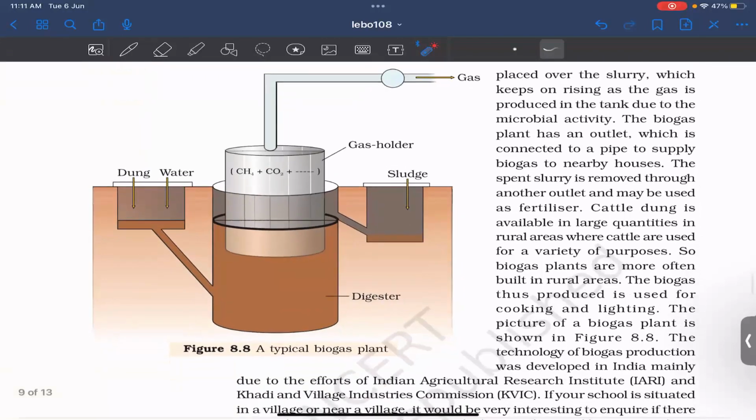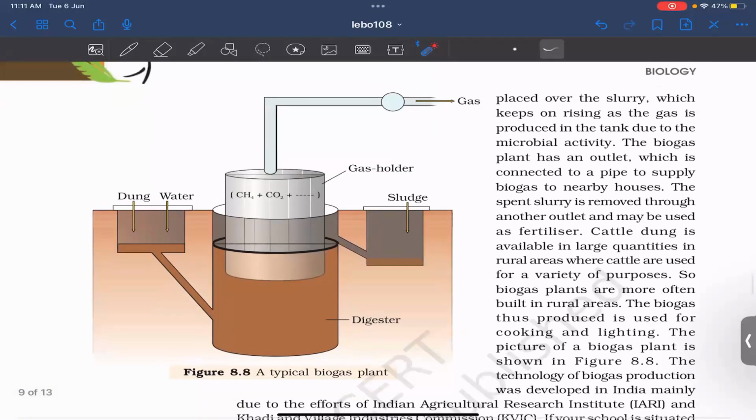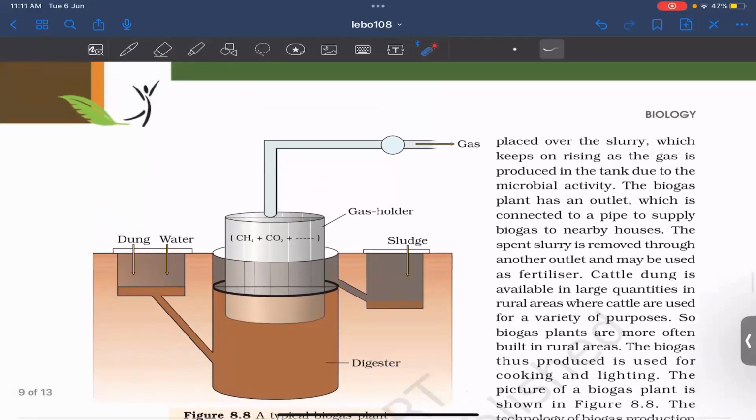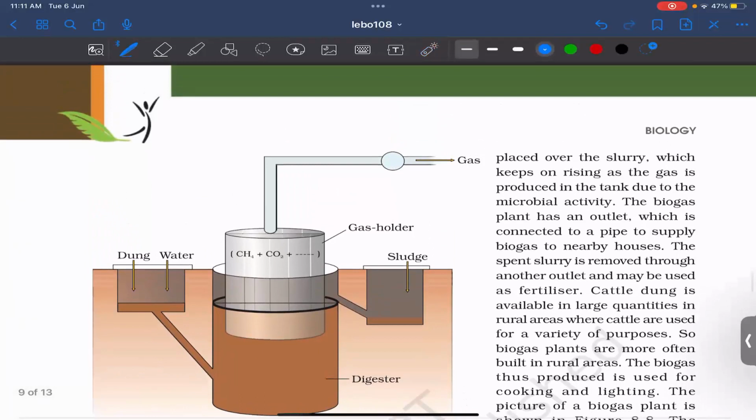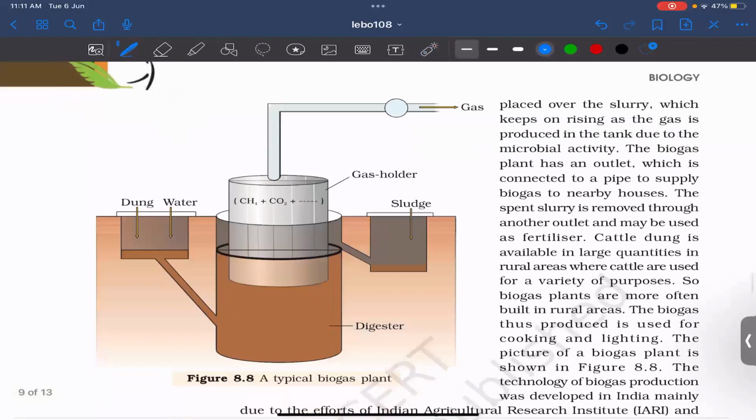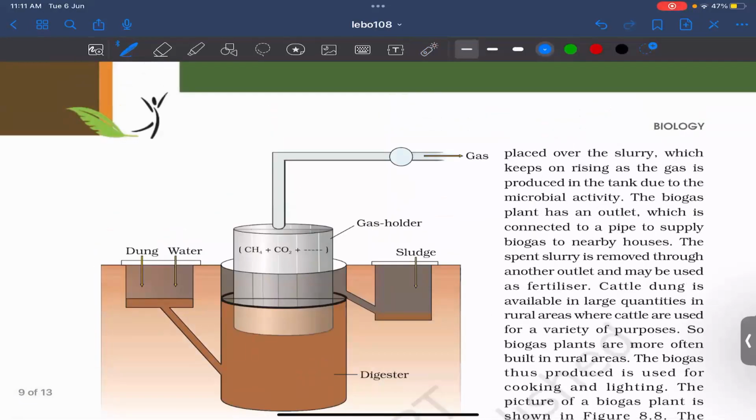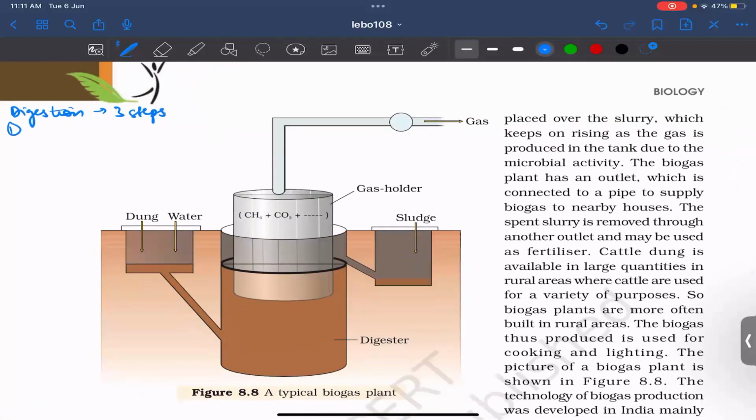So this is a typical layout of the biogas plant. Now, the digestion here takes place in 3 steps. The point which we need to focus on is that it takes place in 3 steps. The first step is hydrolysis, which is the breakdown of substances using water.